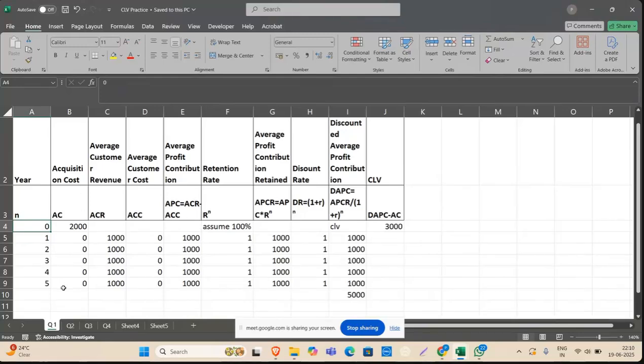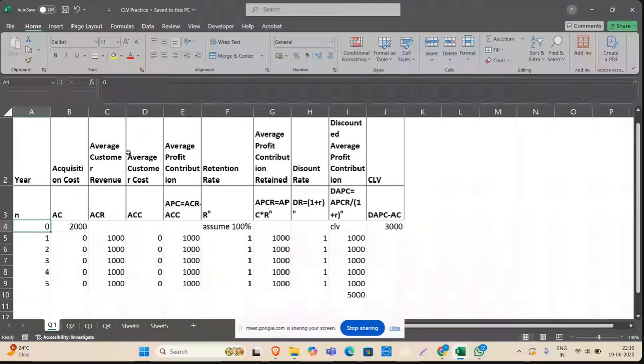5, and then they have mentioned the acquisition cost as 2000. So in the cell B, the acquisition cost as 2000, so it will be one. You will acquire at first only, you will not acquire the whole year. So the beginning year will be your acquisition cost, 2000. And then average customer revenue they have mentioned as 1000. So it will be the same for each year, from 1 to 5 year, the average customer revenue is the same.